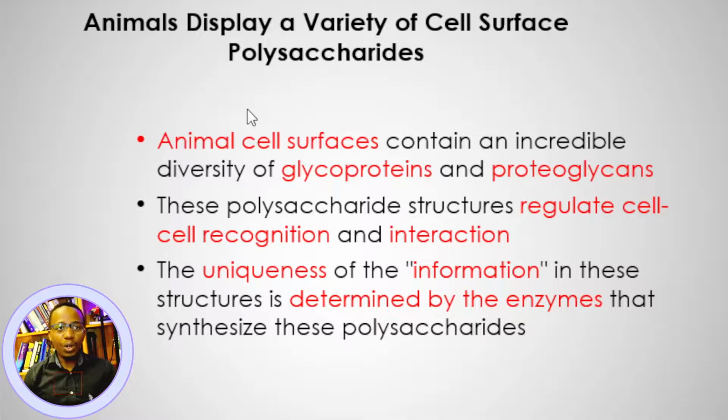So animal cells also have polysaccharides on the outside, right? And they can be those lipopolysaccharides, but sometimes they're just what we call glycoproteins. So one of the things that I like to ask is, what's the difference between a glycoprotein and a proteoglycan? And we'll talk more about that, but glycoproteins are what it sounds like.